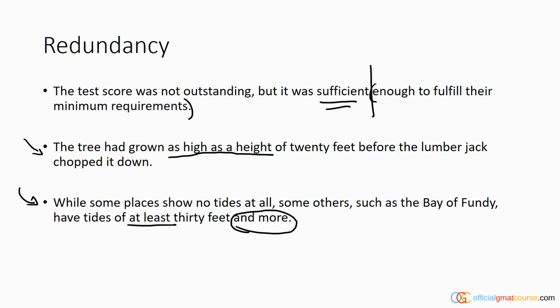So like I said, it doesn't show up as much as pronouns or subject-verb agreement, but it is a really good screen and it's important to be aware of as you look through sentence structure and try to find nuances between the differences between your answer choices.